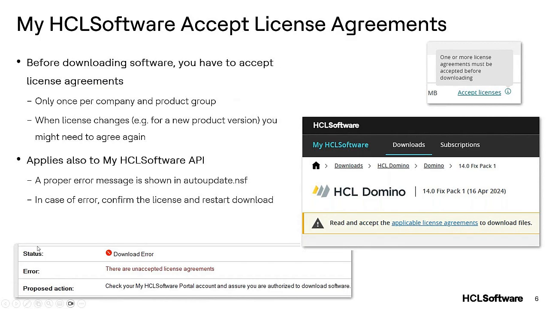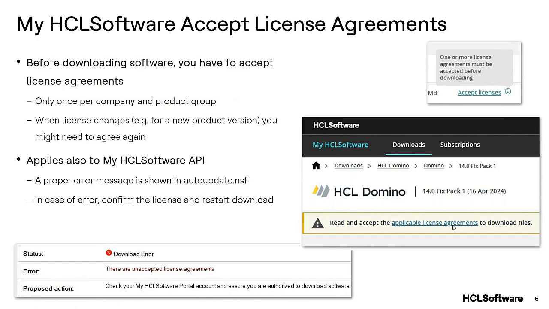So for most of the error cases that you see, we have this pattern where you see the error status with an icon, a properly worded, hopefully, error message, and then a proposed action. So in this case, you have to go into the UI and accept each different license once. So you don't need to do that all the time. It's only once, and once per customer.